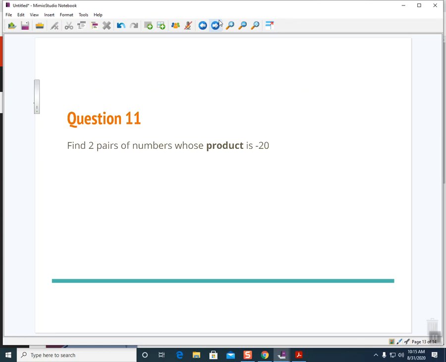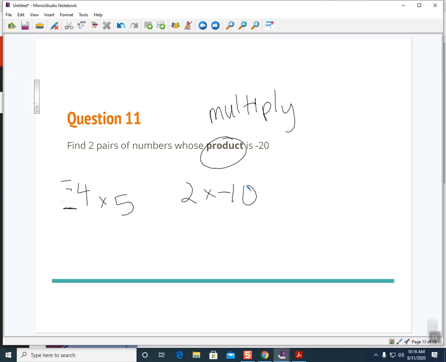Okay, two pairs of numbers whose product is negative 20. Product, remember, means that we're going to multiply. So two numbers that multiply together to give us negative 20. I could start with negative 4. Negative 4 times 5 is negative 20. This board hates me. Negative 4 times 5. It could also just be 2 times negative 10. We could do negative 20 times 1, right? There's all different kinds of combinations that we can do for this one.